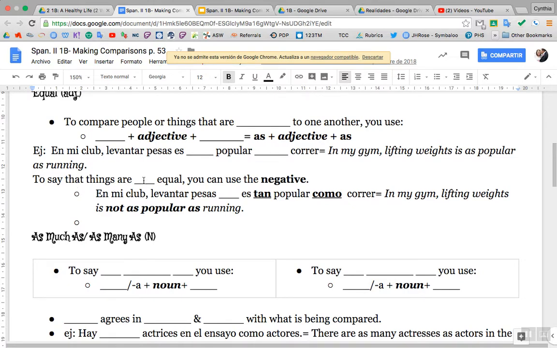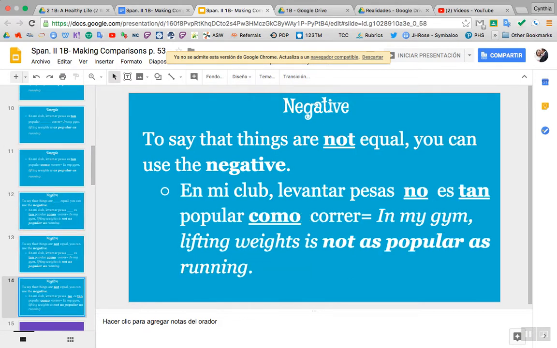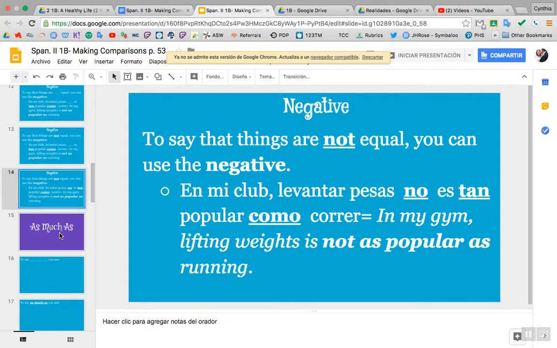To say that things are not equal, we're going to make it negative, and we're going to simply do that by adding no. For example, en mi club levantar pesas no es tan popular como correr. In my gym, lifting weights is not as popular as running. So that's comparing things that are equal in terms of adjectives.